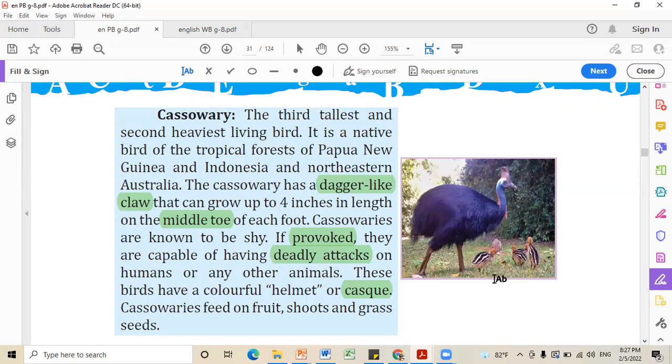Cassowaries are known to be shy. If provoked, they are capable of having deadly attacks on humans or any other animals. Yes, good. So cassowaries are said to be shy and if provoked, right? So this word is provoked.